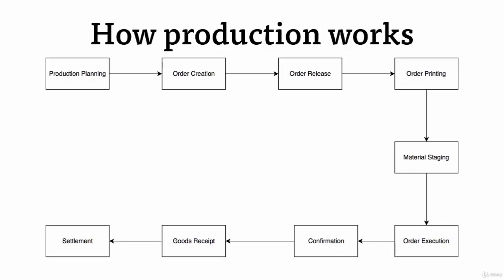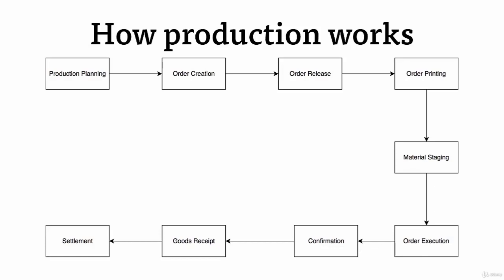Okay, now you've got to know production order pretty well. Let's look at the production process. The output of production planning is either a planned order or a purchase requisition. Production orders are usually created from planned orders, and we can also create production orders manually in the ERP system by Production Planner. This step is order creation.